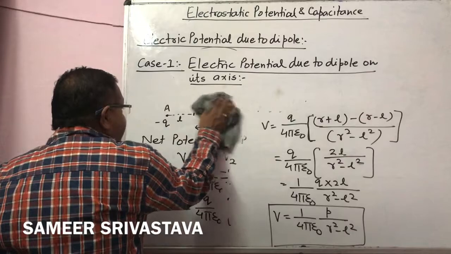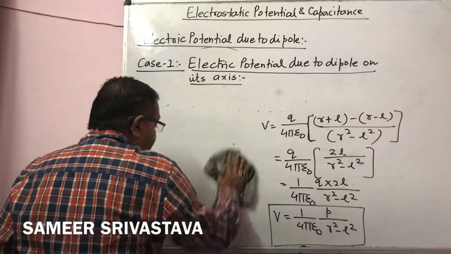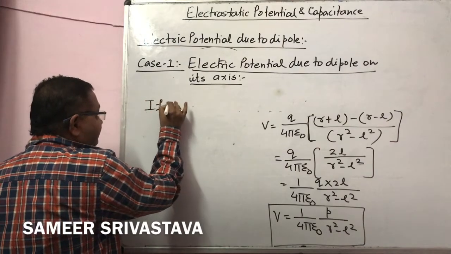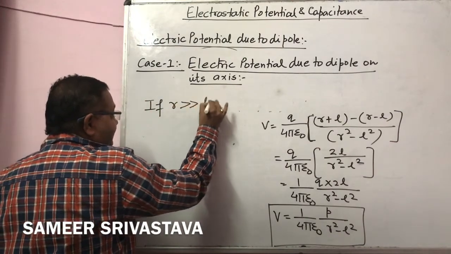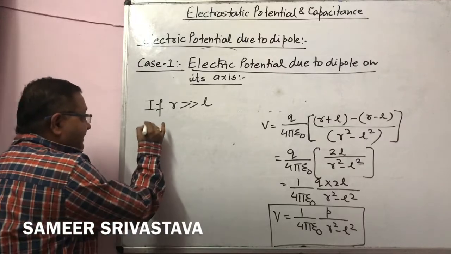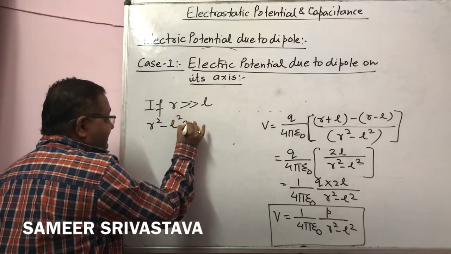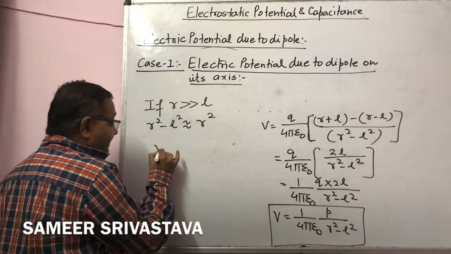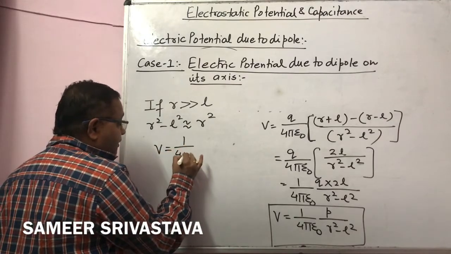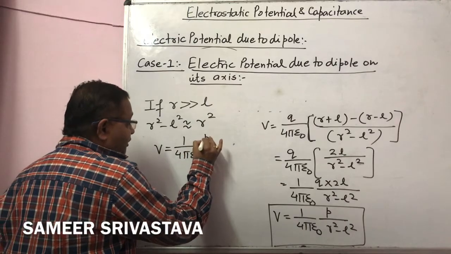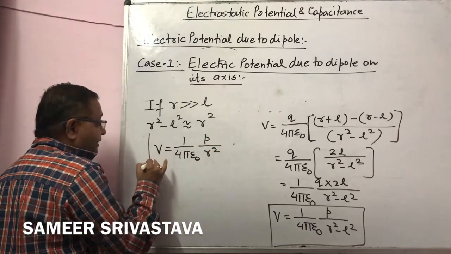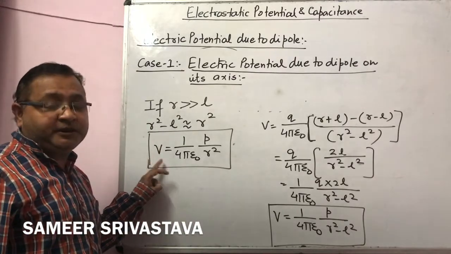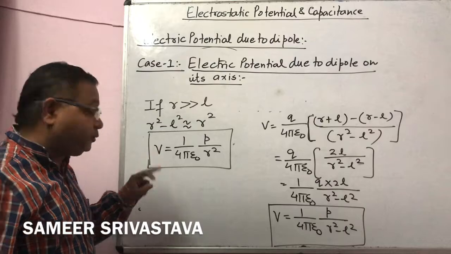If I take an assumption, what if the distance R is very much greater than L, then we can write R square minus L square approximately equal to R square. Now we can write V is equal to 1 upon 4 pi epsilon naught P by R square. This is the final result, the total electric potential at the point P due to dipole.